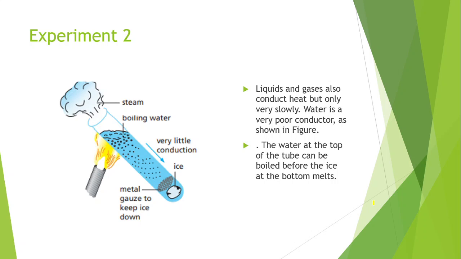Water is a very poor conductor of heat, as shown in this figure. The water at the top of the tube can be boiled before the ice at the bottom melts. So what's happening over here is that the whole instrument or the apparatus that is required in this experiment is very simple. It's literally a block of ice and then this metal gauze piece, and then we have water filled over it.